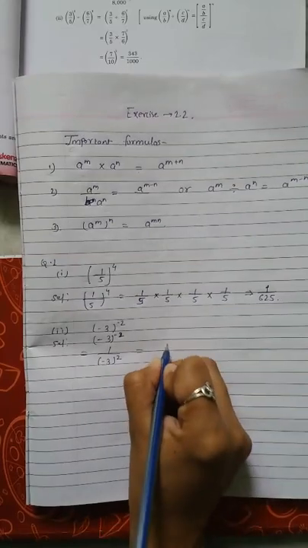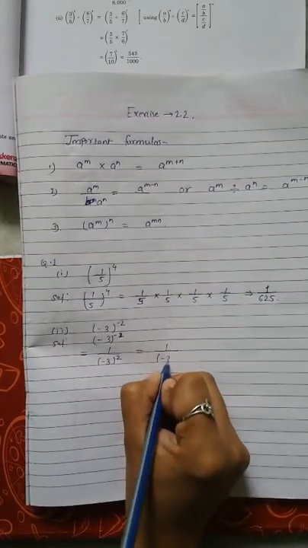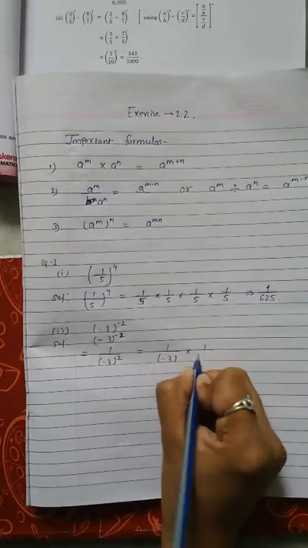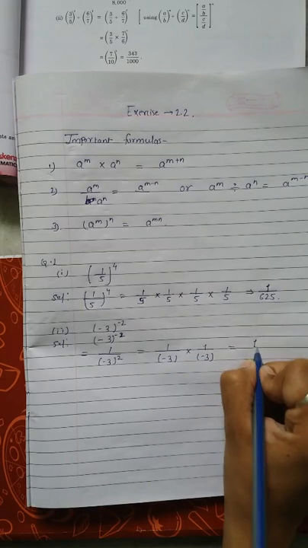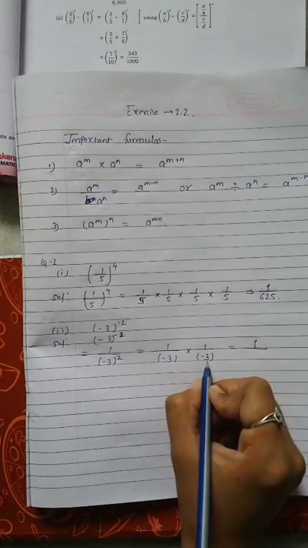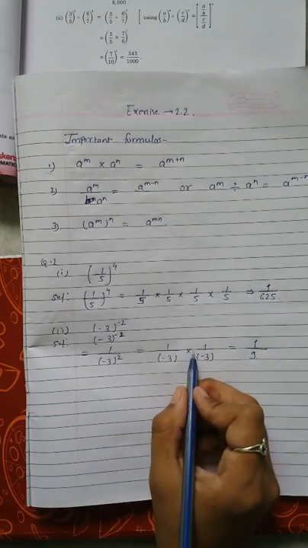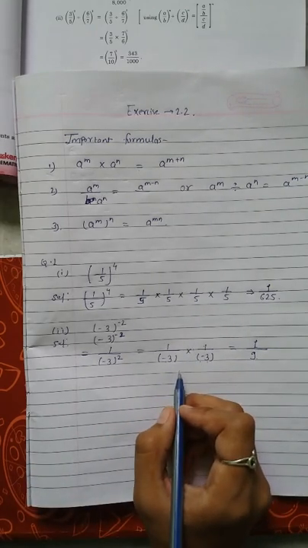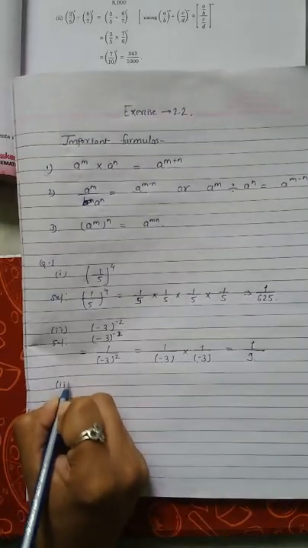Now solving it, write 2 times because the power is 2: -3 multiplied by 1 upon -3. So 1 multiplied by 1, we will get 1, and -3 multiplied by -3, we will get positive 9, because in multiplication minus minus is plus. Understand? Now see the third one.